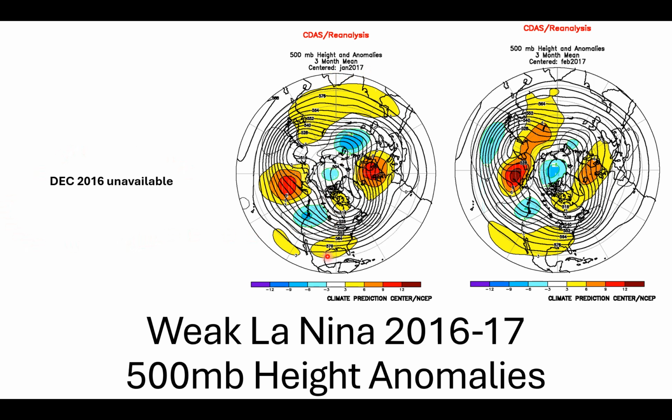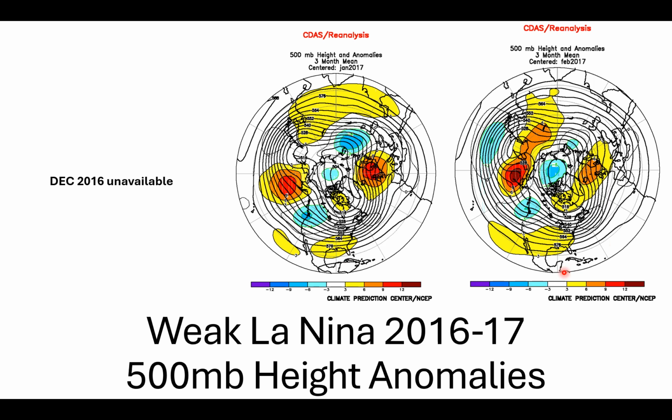Look at the yellow coloring here. This indicates above normal height anomalies associated with dry and mild conditions. The blue shading indicative of below normal height anomalies with cooler and wetter than normal conditions. So really, I mean, you can see where the wetter and cooler than normal conditions were in January of 17. They were across the Pacific Northwest, and that's about it.